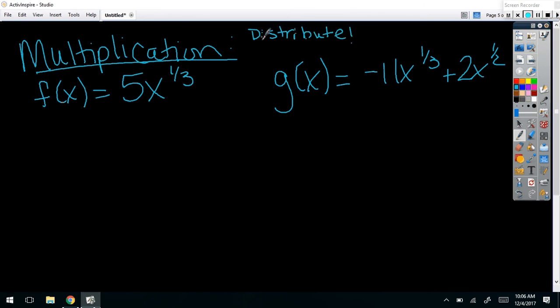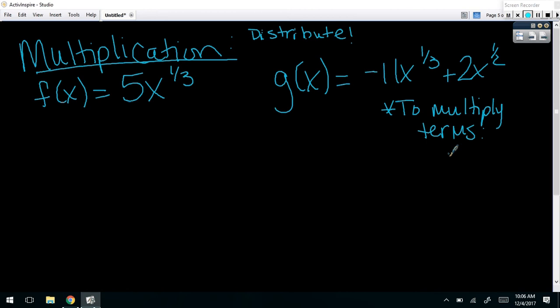I haven't told you what to do yet. I'm just saying when we multiply, we're talking about distributing, and about how you multiply terms together, one term by itself. In other words, if I wanted to do 2x to the 1/2 times 3x to the 1/4, how do you do that?